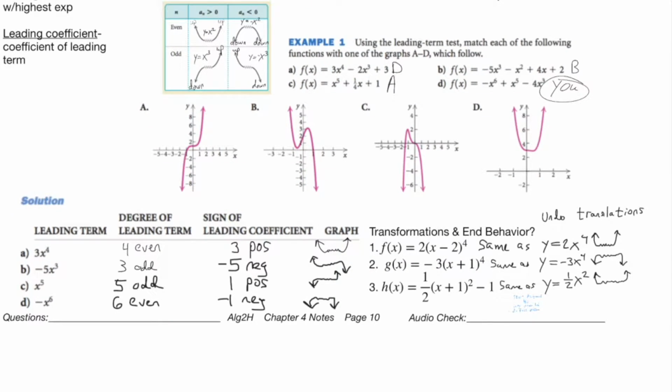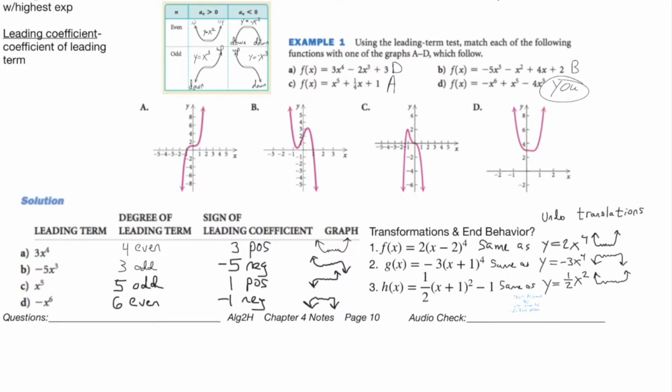And as we can see here, I wrote it out as a table. 3x to the fourth, 4 is even, that's the degree. 3 is positive, so therefore it's going to have up end behavior.